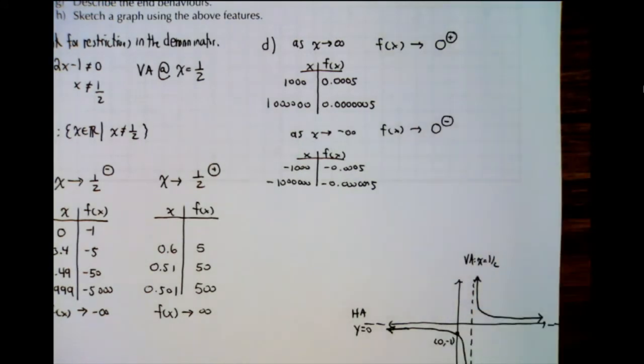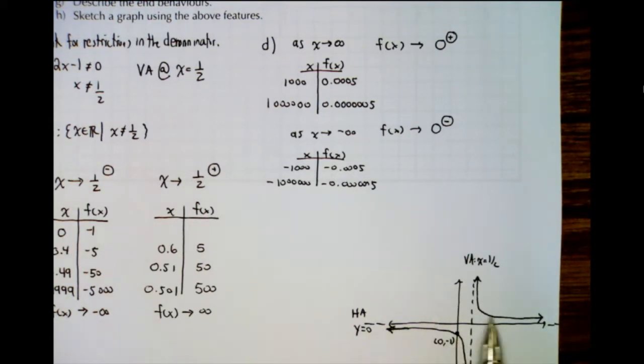The key points that you want on the graph are you want the behaviors around asymptotes, and you want any x and y intercepts. There's only a y-intercept in this graph because we don't cross the x-axis because that's where our horizontal asymptote is.